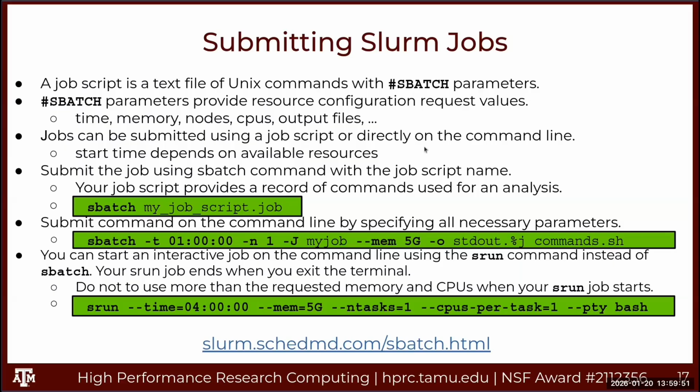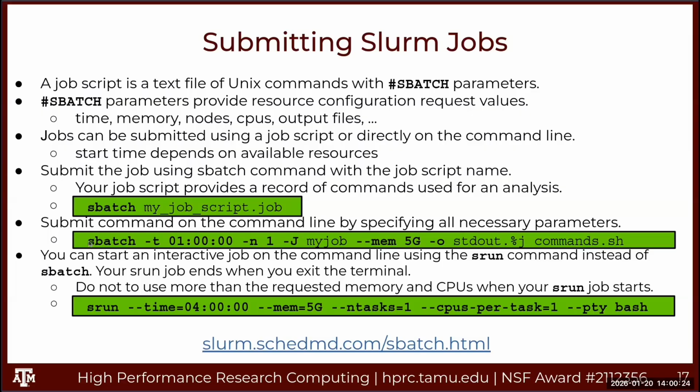Your job script has the SBATCH parameters. That's what we saw earlier. There are a number of ways you can submit a job. The recommended approach is to create a job script. That way you have a record of the commands that were used. Once your job script is ready, you just type sbatch and then the name of your job script. That will place it in the queue, and then you can monitor the status of your job.